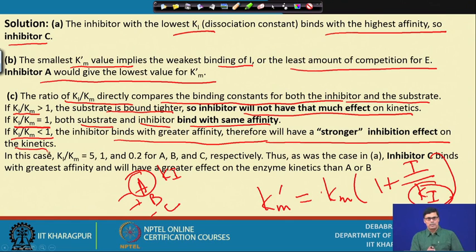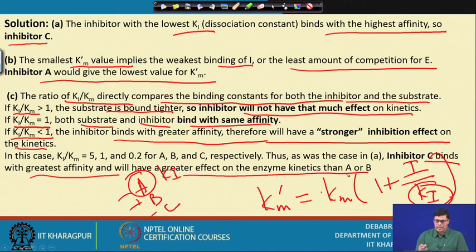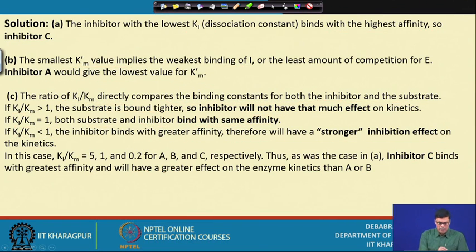So this is very clear, because we now have a clear-cut idea of how Ki and Km contribute to the inhibition of the enzymatic reactions. In this case, Ki by Km is 5, 1 and 2 for A, B and C respectively. Thus, inhibitor C binds with greater affinity and will have a greater effect on the enzymatic kinetics than A and B. So this is clear from this: inhibitor C has the greater affinity and will have the greater effect on the enzymatic kinetics.